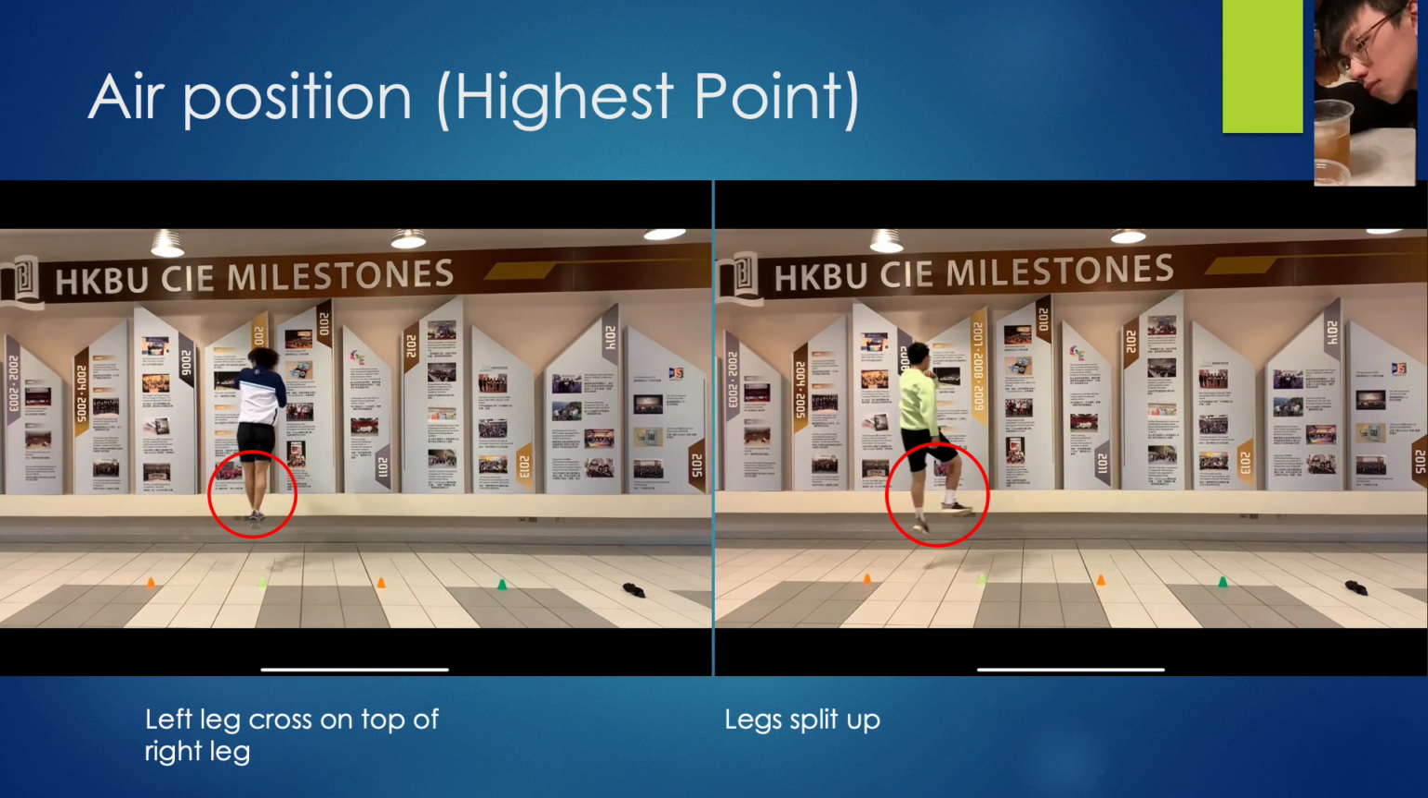This posture leads to different outcomes for the spinning process. As we can see on the left-hand side of the photo, Wayne's left leg has already crossed on top of his right leg tightly, while Cash's two legs have split up. This affects the spinning quality, as Wayne can spin more than one rotation in the air, whereas Cash cannot.